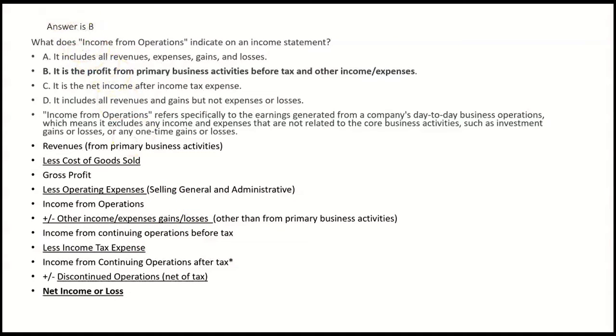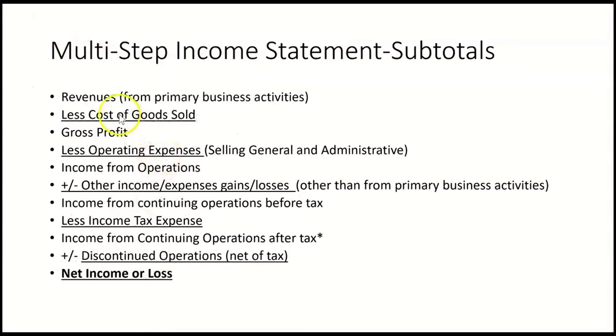Letter B is correct. Notice that there's a difference between income from operations and income from continuing operations. What's the difference there? Well, you'd have to include the other income/expenses, the gains or losses, if you wanted income from continuing operations. So good question. Expect one just like this. The answer is B. And you've got to know something about every line on this multi-step income statement.